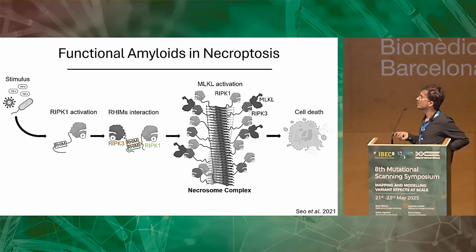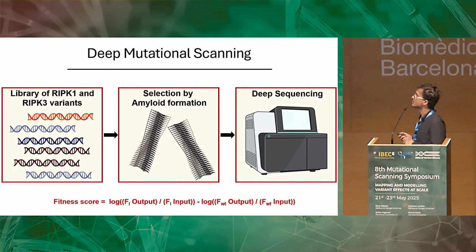To answer this, we decided to deep mutagenize both RHIM domains, the RHIM domain of RIPK1 and the RHIM domain of RIPK3. These RHIM domains can form homo-oligomers that lead to an amyloid fibril, or hetero-oligomers. We focus now on the homo-oligomers. For this, we have this classical deep mutational scanning pipeline, starting with a library, in this case a library of variants of RIPK1 or RIPK3. Then we select by amyloid formation, and we end with deep sequencing to calculate our fitness score.